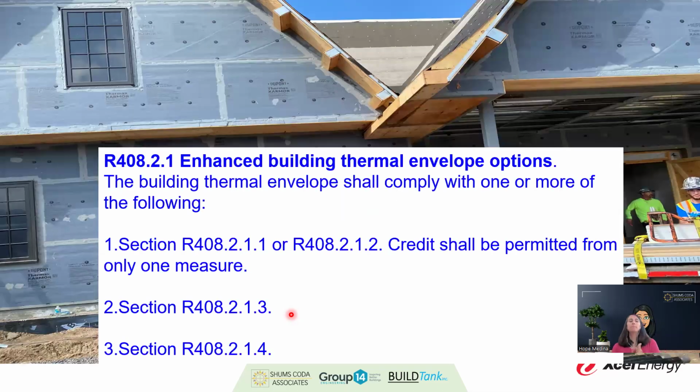All right, so let's talk a little bit. We're going to go into these a little bit, not a deep dive, because obviously we don't have enough time to go into a deep dive. But our enhanced building envelope, it does say that you are going to comply with C402, or I'm sorry, R408.2.1.1 or .2, and then you have to take one of the measures, and then you have 408.2.1.3, 408.2.1.4.